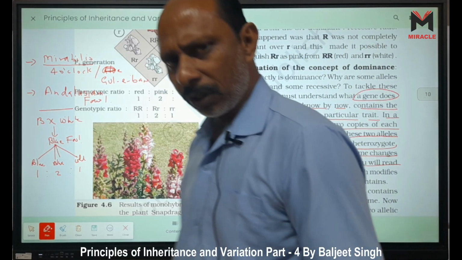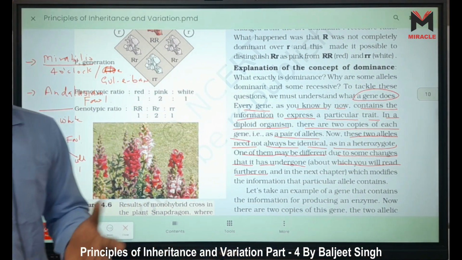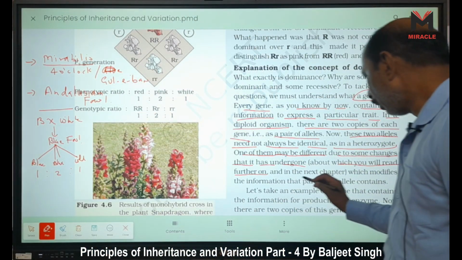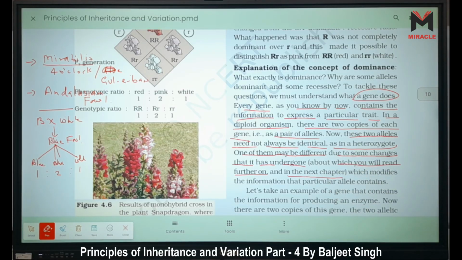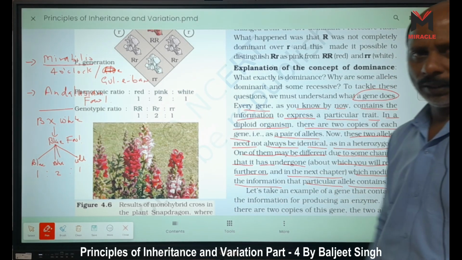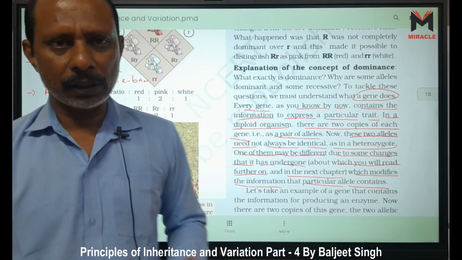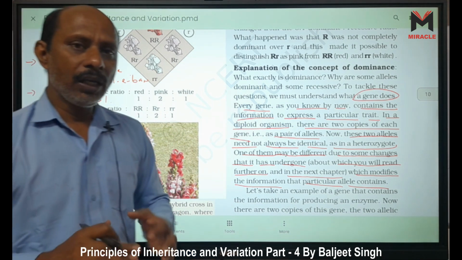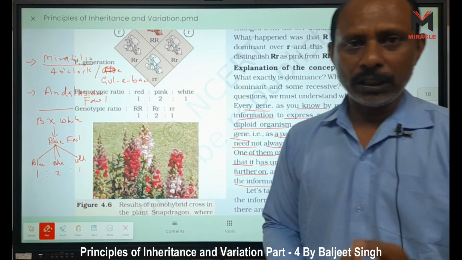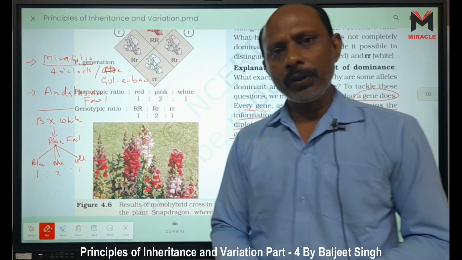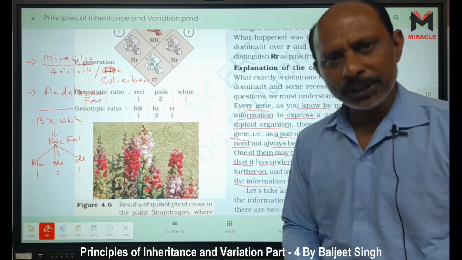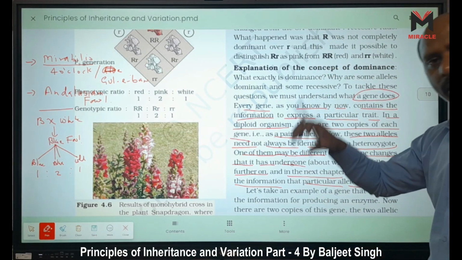Some changes due to mutation, crossing over or other phenomena are there, right? We will read in the next chapter, molecular basis of genetic inheritance, how the information that a particular allele contains is modified. What does information mean? It is the sequence of genetic nitrogen bases, or we can say the sequence of nucleotides. So the sequence of nucleotides can be changed through crossing over or through mutation, maybe through recombination also, which we read in the next chapter.